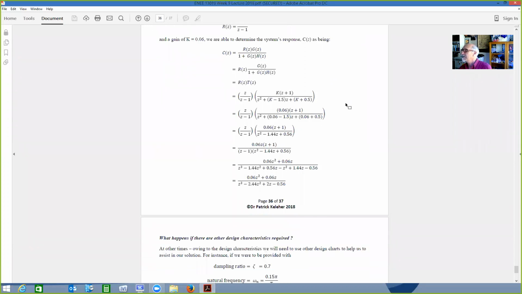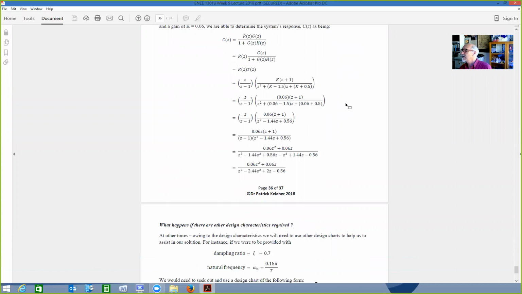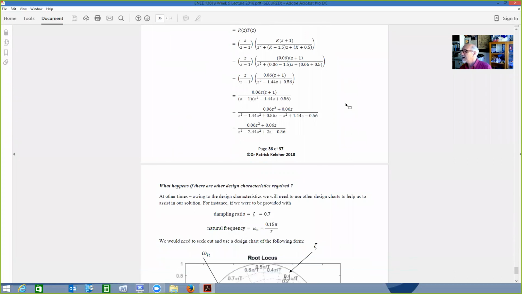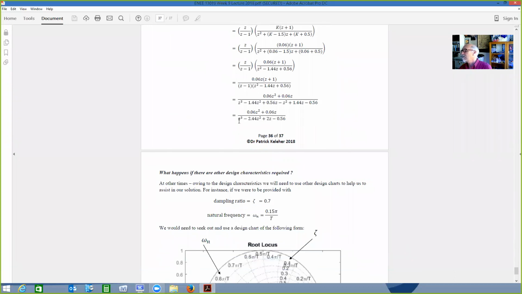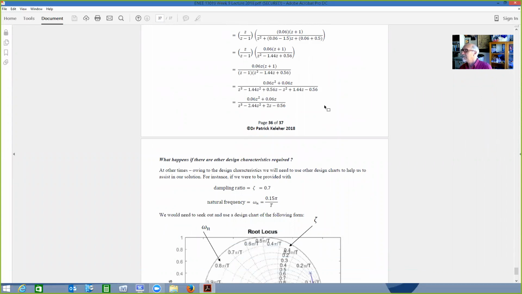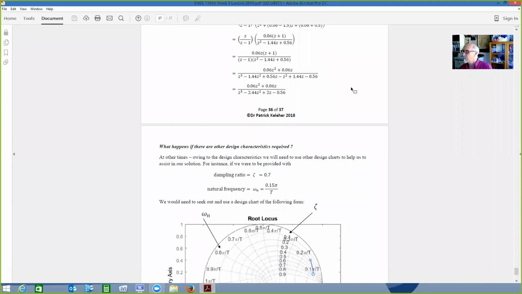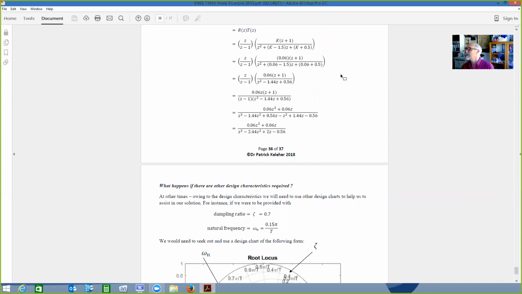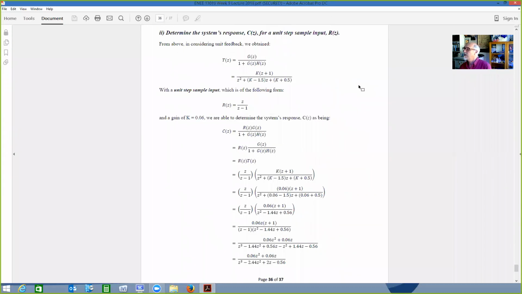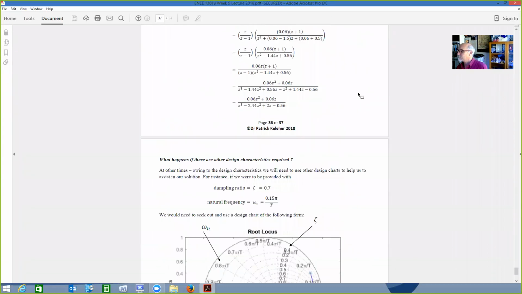Plug in our particular expressions. We're going to go through and multiply. And again, as you can see, we end up with a transfer function. What we're going to try and see is what happens if there are other design characteristics required. But before we do that, you've just been able to follow those characteristics, so that will be your overall transfer function for a unit step input.